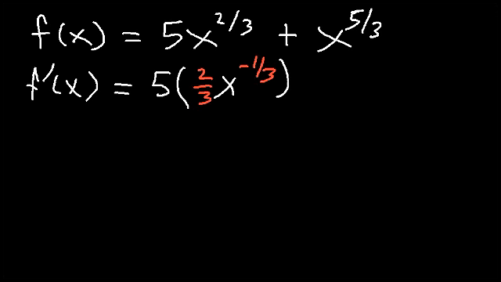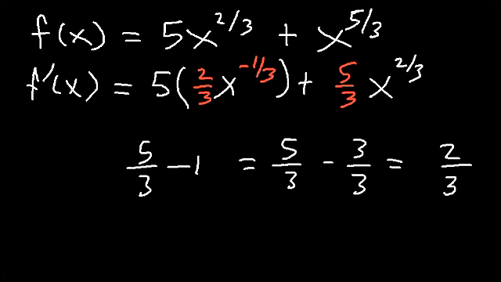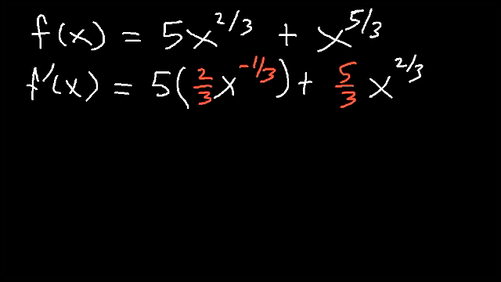Now the derivative for x to the 5/3 is going to be 5/3 x, and then subtract 5/3 by 1, which is the same as subtracting it by 3/3. 5 minus 3 is 2, so it's going to be positive 2/3. Now what do you think we need to do at this point? What would you do in order to find the critical numbers?